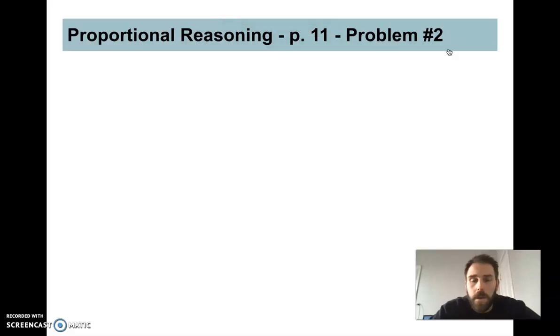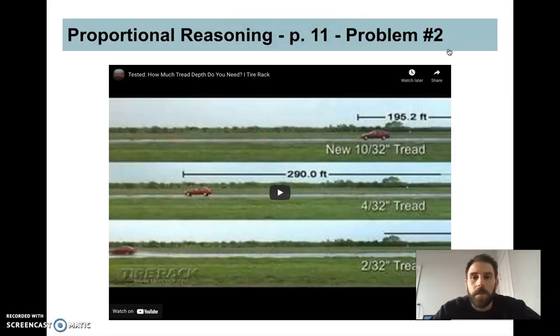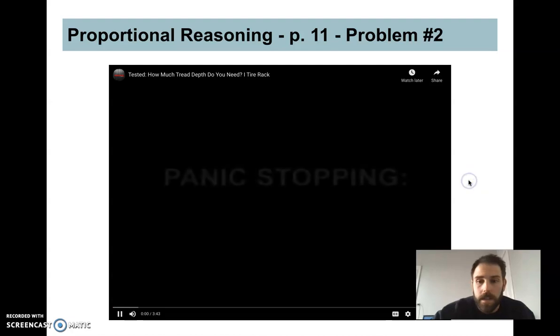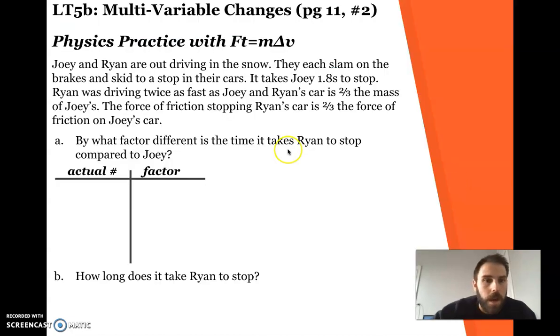Hello everyone, it's Mr. Wolf here, and I'm going to be going over problem number 2 on page 11. If you're still not sure how to go ahead with these proportional reasoning problems with momentum, this could be a helpful guide. Remember, make sure you click on that QR code and watch this video. I think it's a really interesting example of treads and stopping distance, and it provides context to the problem. But let's actually look at the problem.